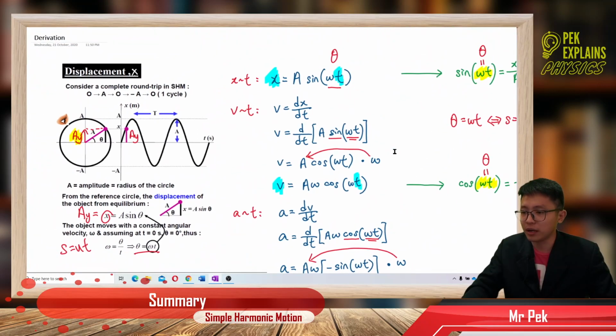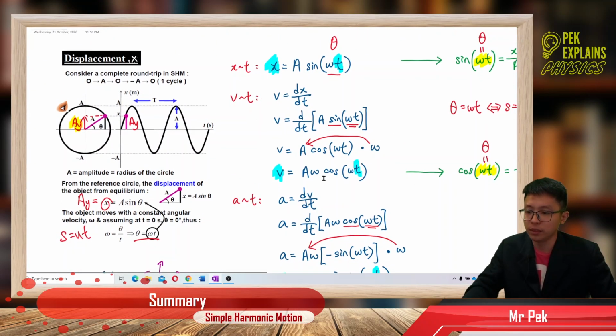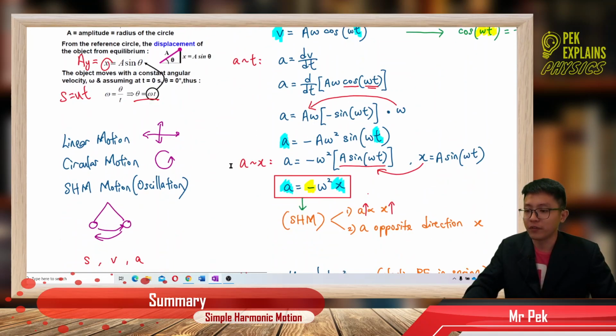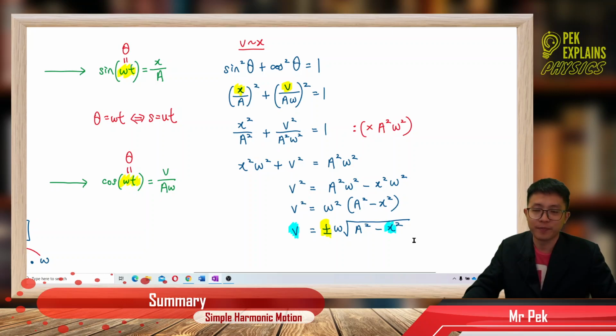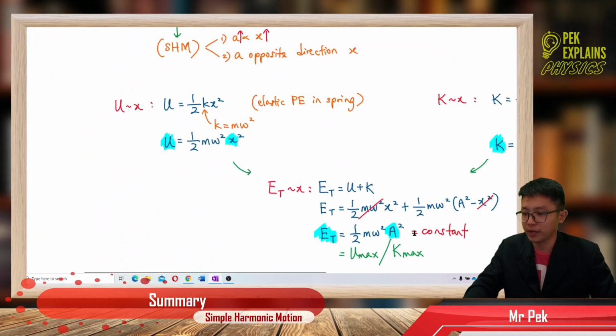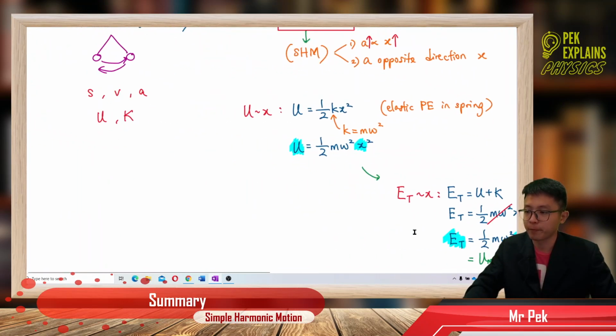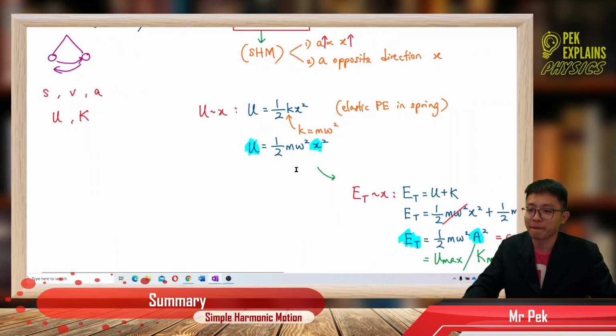So we already have five formulas. We have the x-t formula, the v-t formula, the a-t formula, the a-x formula, and the v-x formula. Okay. Now what formula do we want to find further? It is the potential energy and the kinetic energy formula.